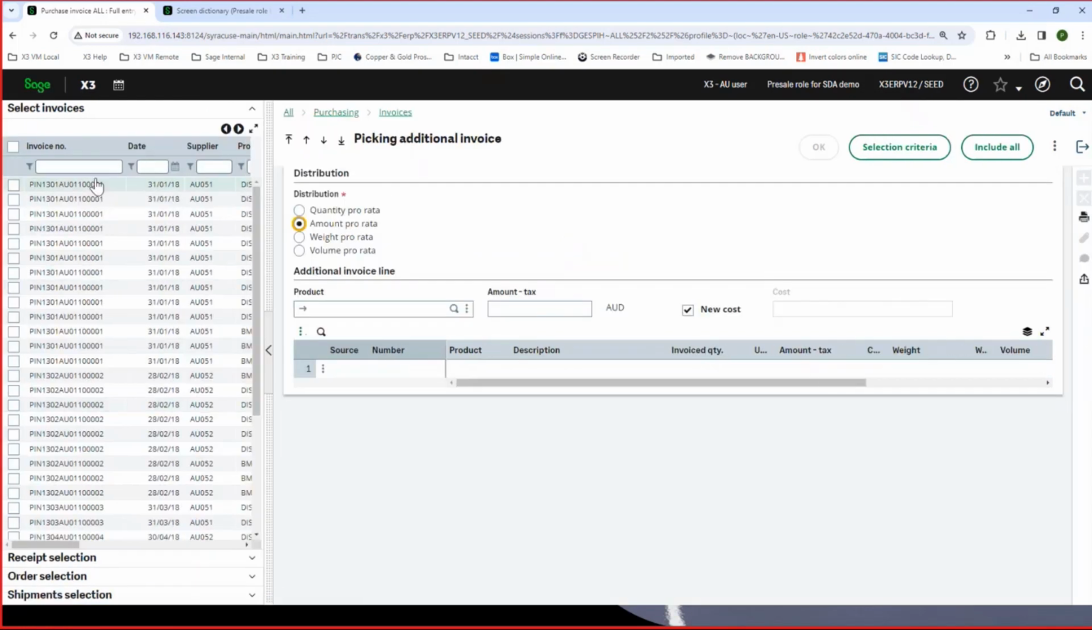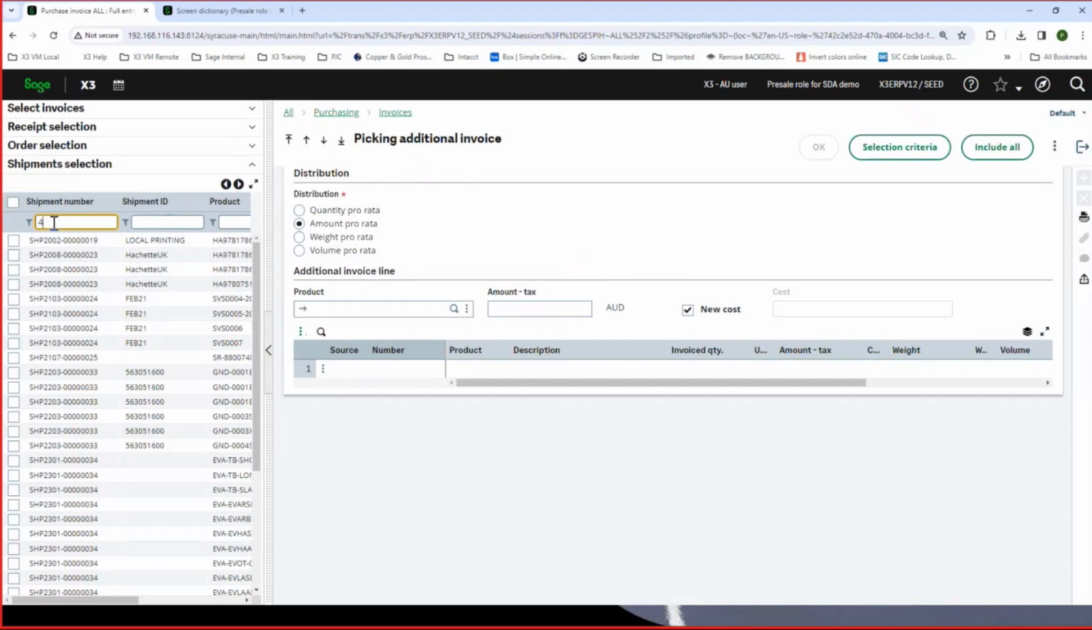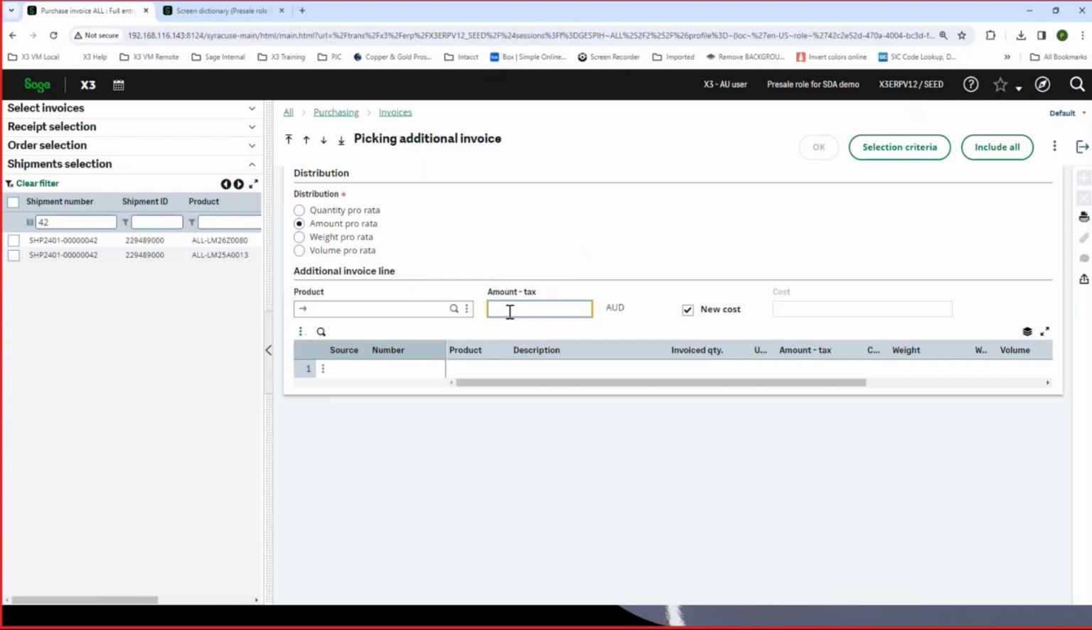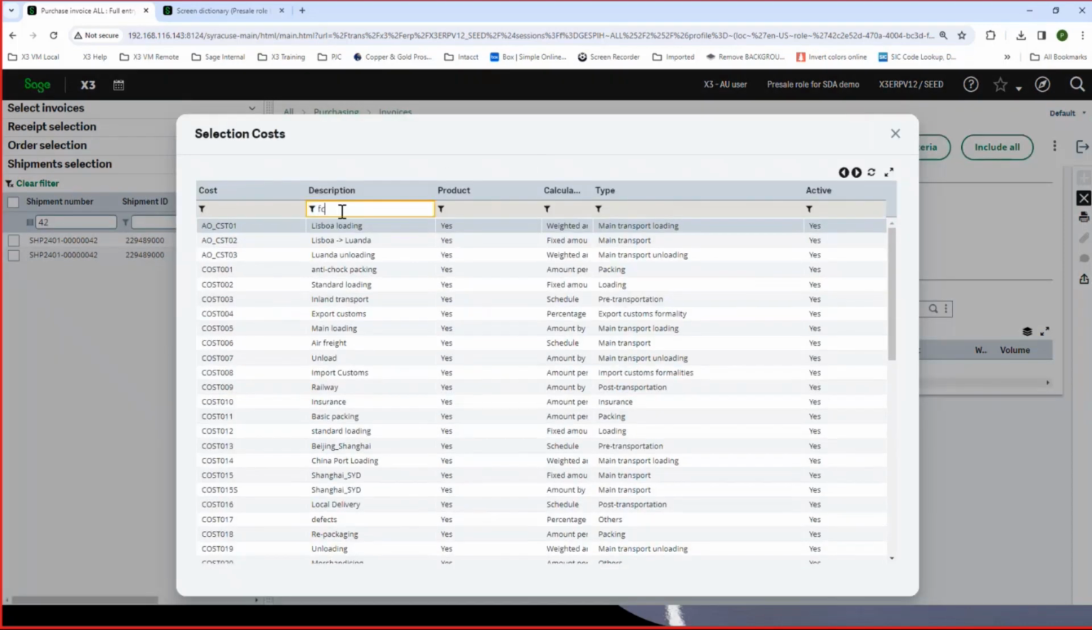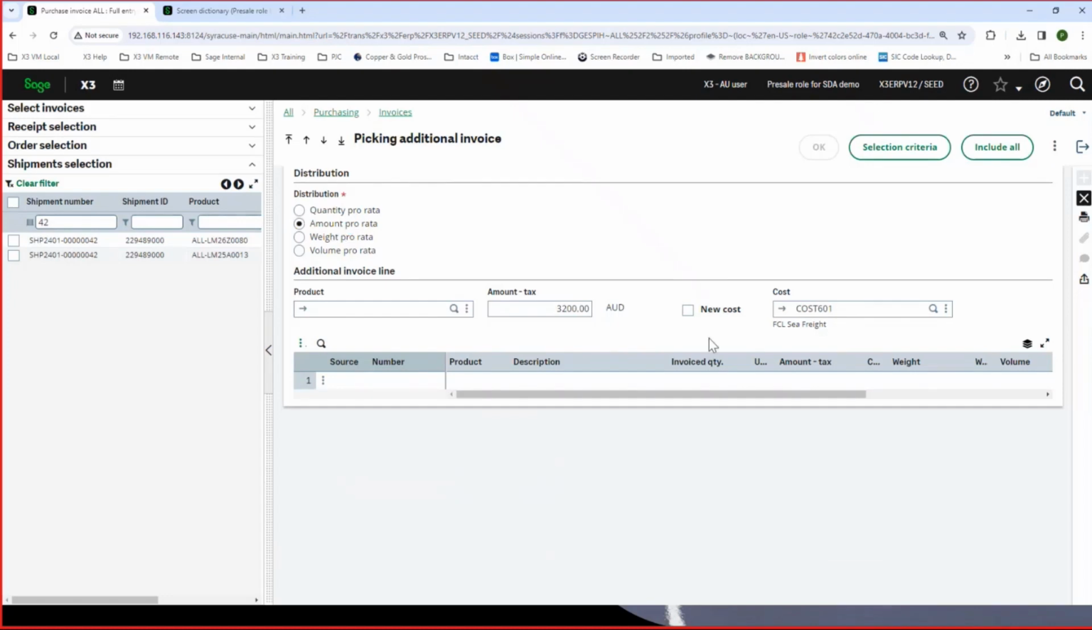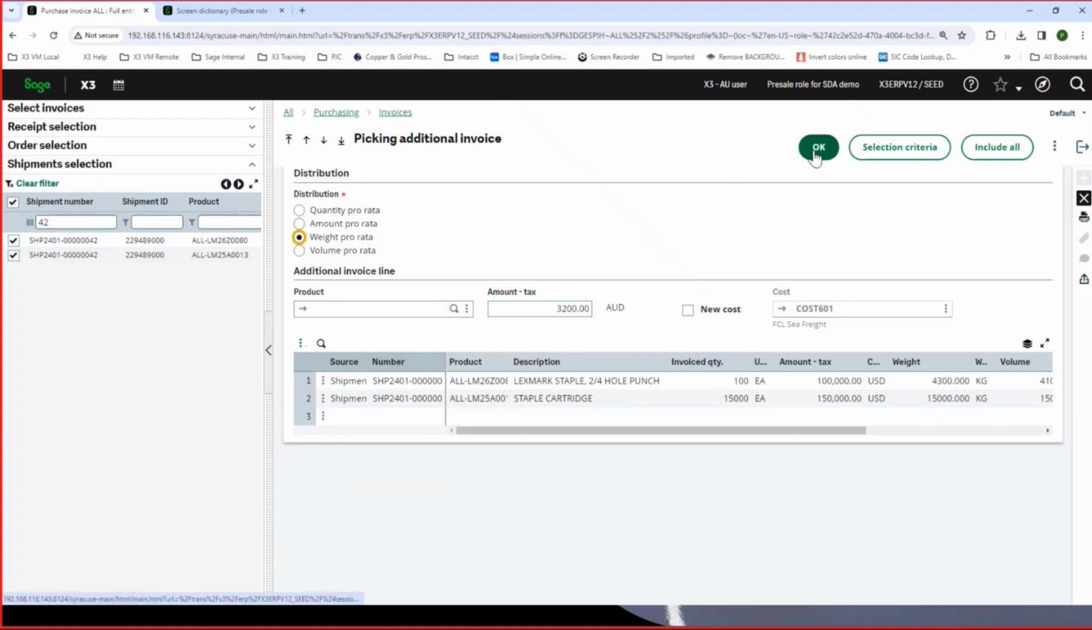by preloading the lines. Here's my shipment 42, my $3,200 freight charge for the container. I'm assigning that. And what's going to happen is whenever I put this particular charge, it's going to adjust what has been done before. So if I had a $3,000 estimate, that was just an estimate. What I'm doing here is I'm putting the actual charge. And last time we distributed that pro rata, and now we're going to do it by weight, and we'll see the difference. So I'll just assign this entire shipment, and I'll say OK.